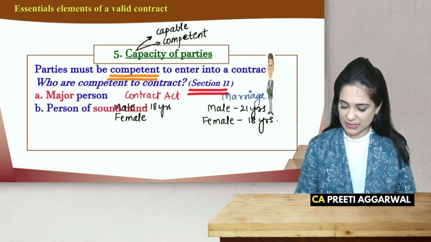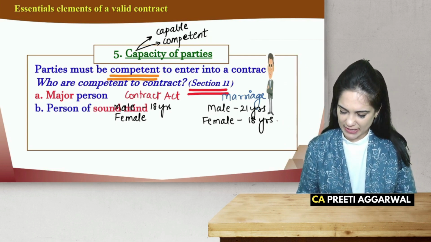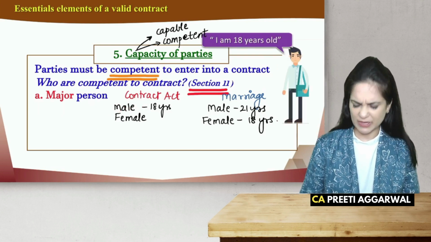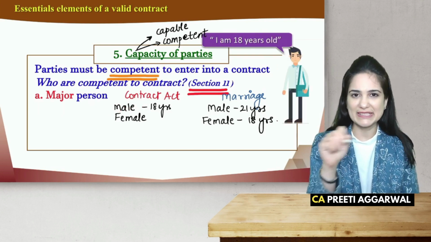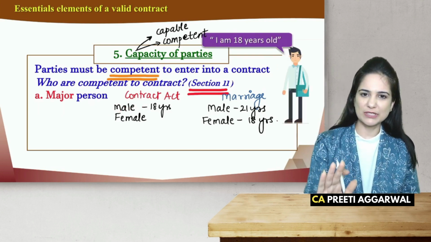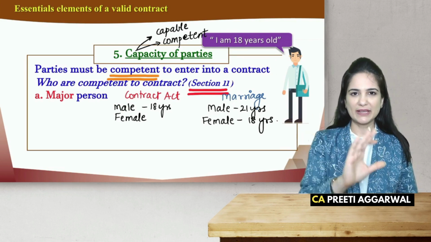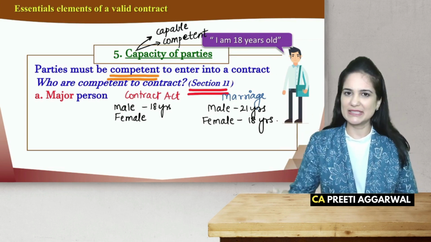Then the person should be of sound mind. I'll just erase. Do you want to write first? Will that be better so that I can keep erasing the facts? Yes. So please pause the video. Write male, female, marriageable age, and as per the contract. And then I'll erase it and we will proceed.